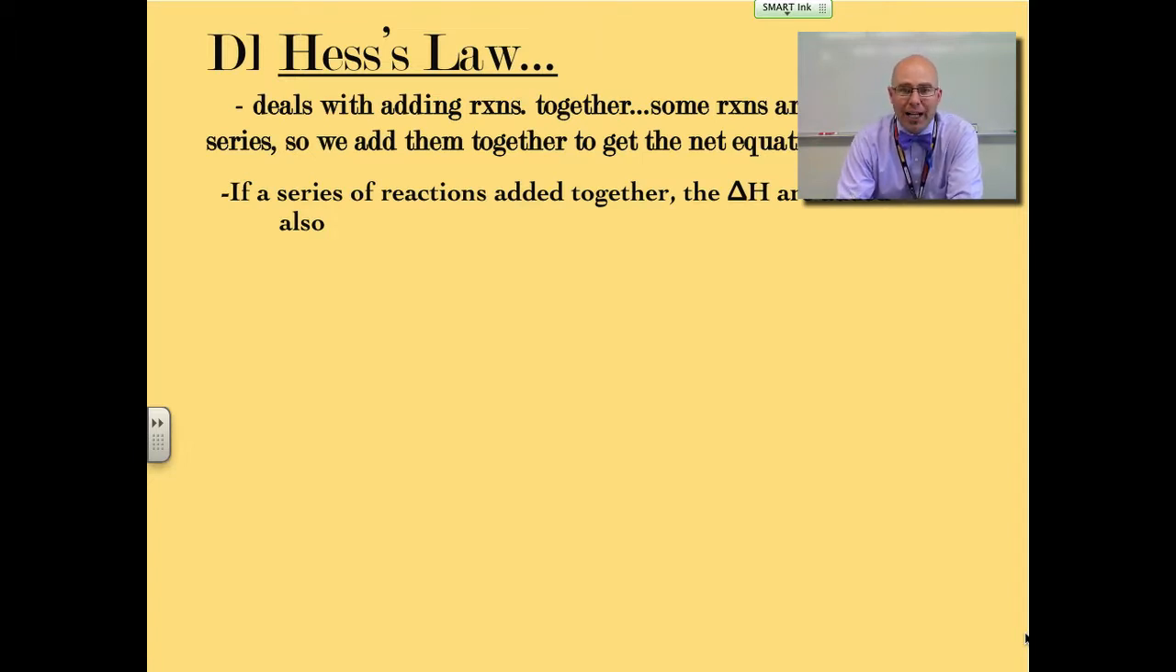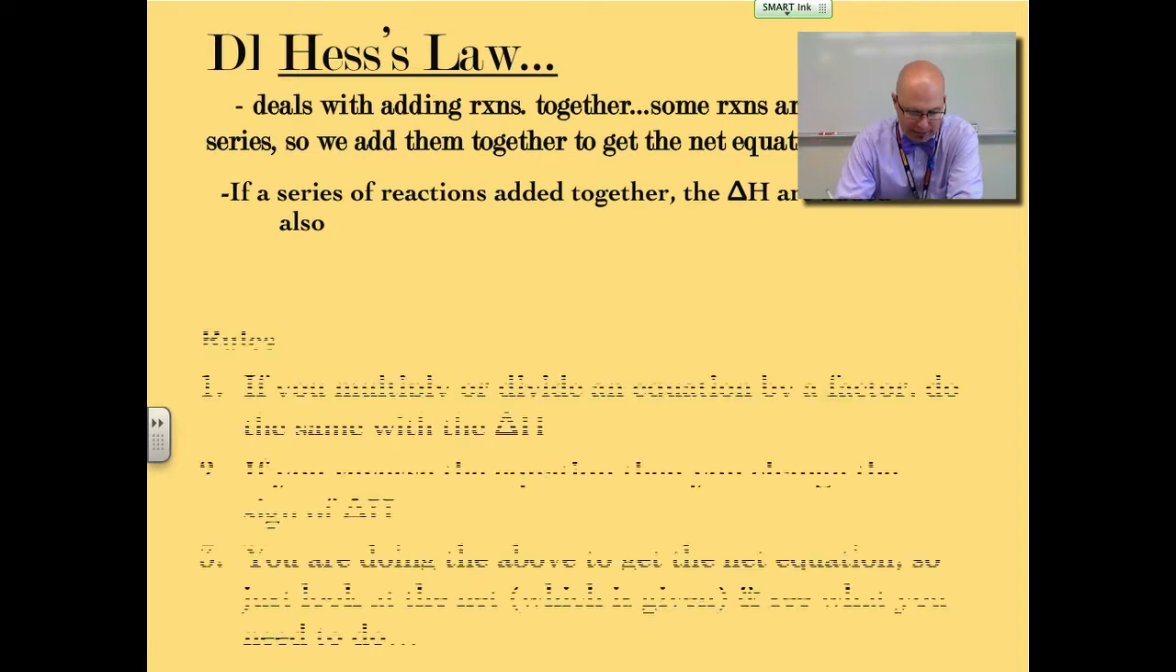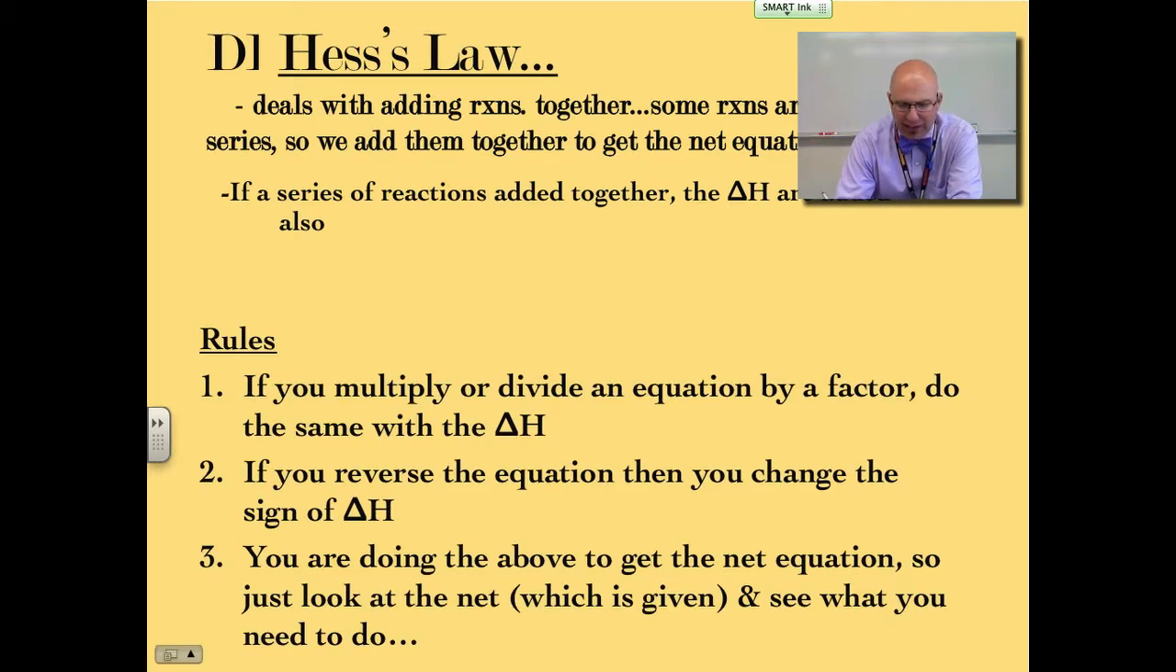Unfortunately, sometimes reactions need to be adjusted to get the net. And let me show you what that basically deals with. It says that there are 3 rules. Realistically, there's 2 rules, and we'll look at them individually. The first says, here we are in the red here. If you multiply or divide an equation by a factor, you do the same to the delta H.